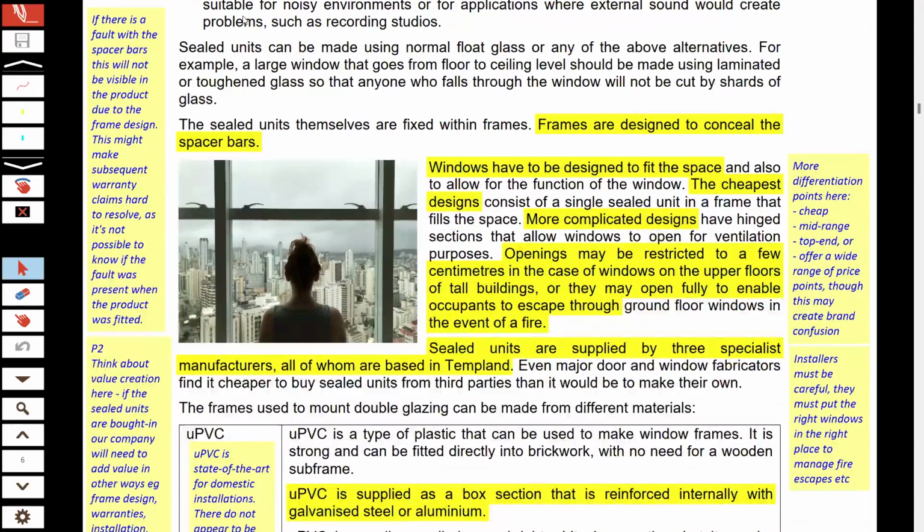Okay, then. It points out on the left-hand side that when we receive our sealed glass units from our suppliers, we then put a frame around that, and then the installer goes and installs the window. It might be difficult for us to see whether a problem with that window subsequently is due to the sealed glass failing, because the frame is hiding those spaces and the joins between those glass panels in the sealed unit. So it might make claims from customers difficult to resolve in terms of what has actually caused the problem.